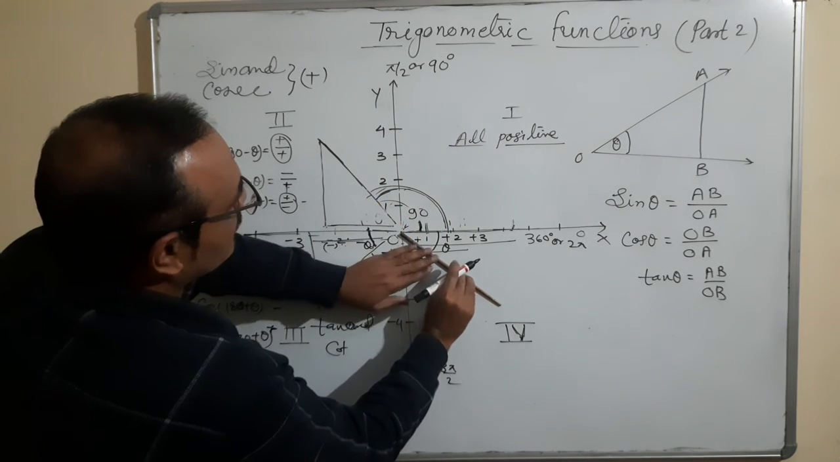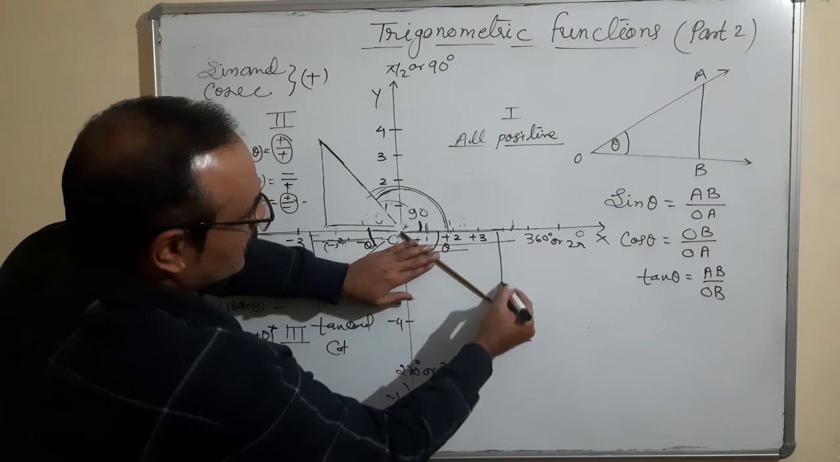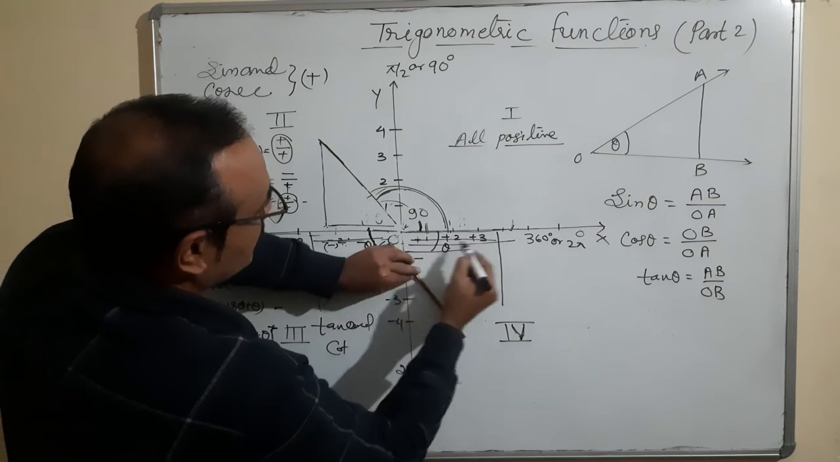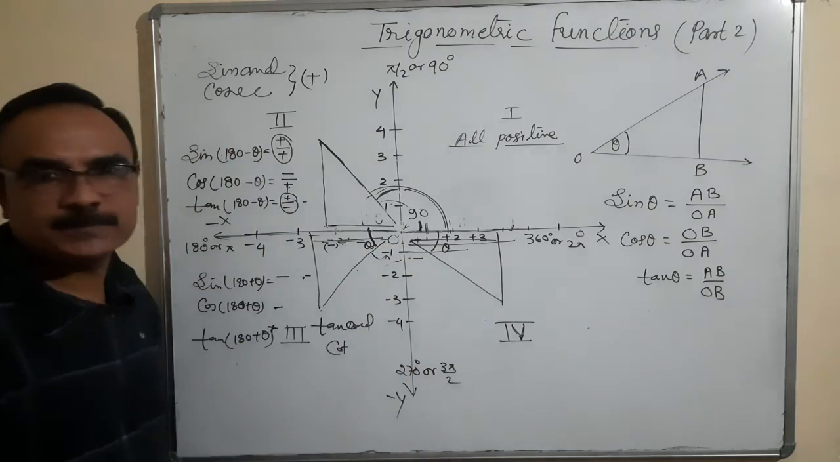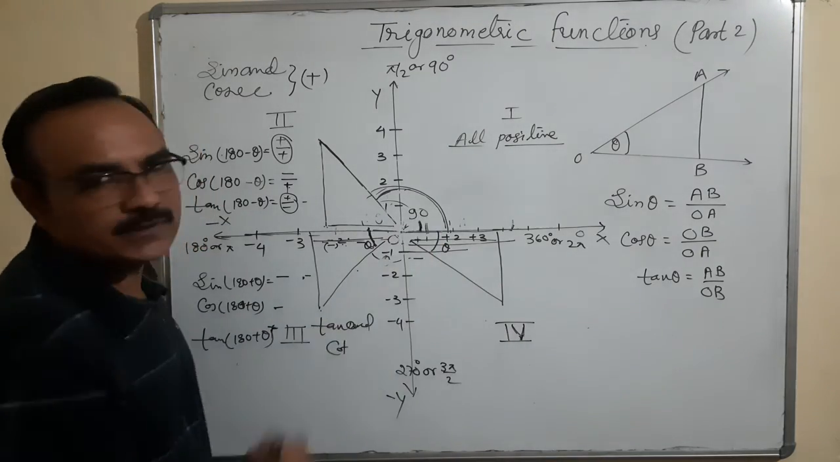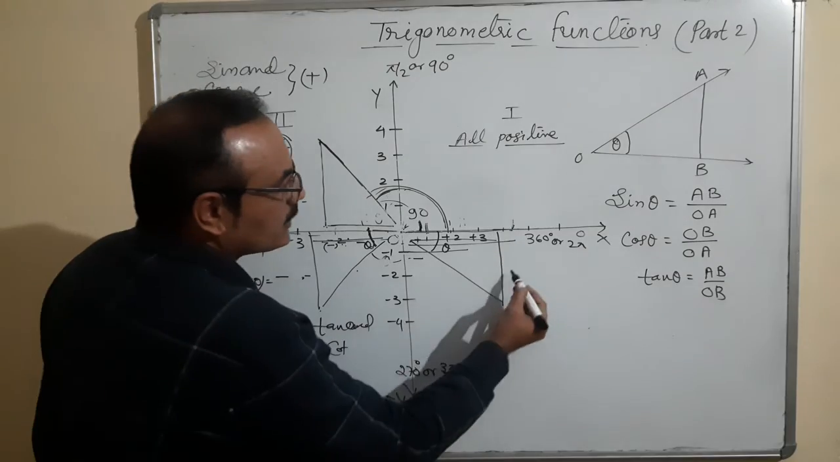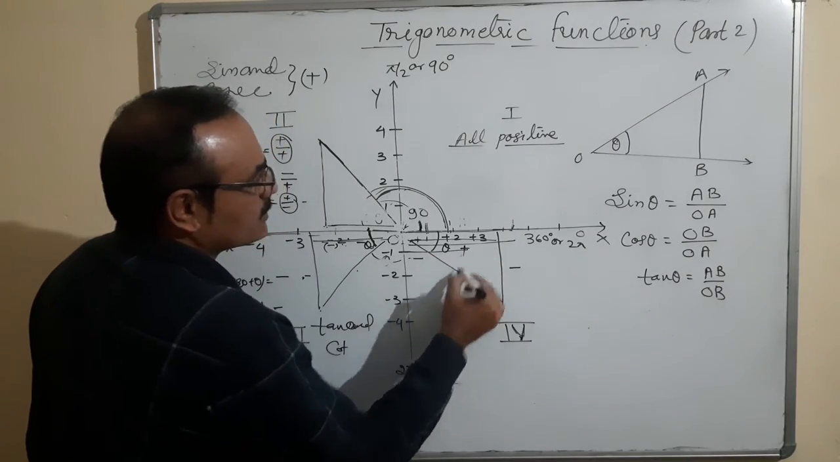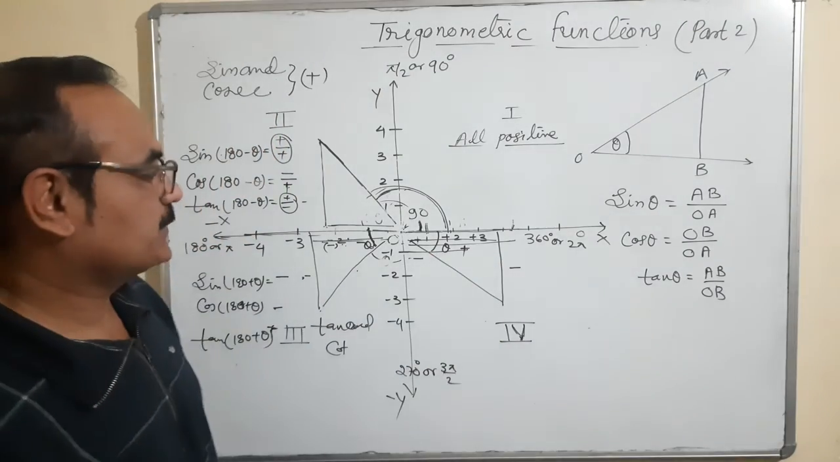And here how will the right angle be formed? Now this is the perpendicular and this is the base, like this. From here to here, this is the perpendicular and base. Now what happens here? The perpendicular is negative, the base is positive, and the hypotenuse is always positive.